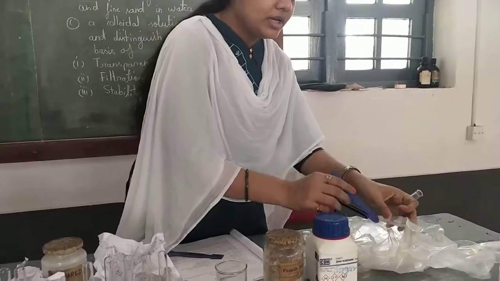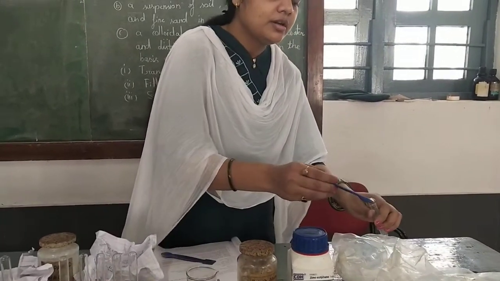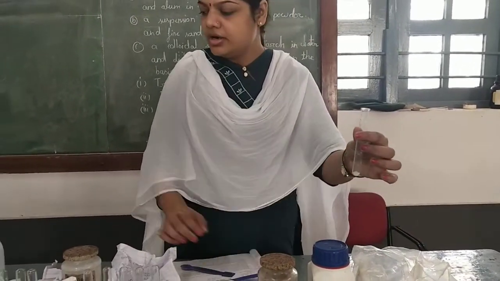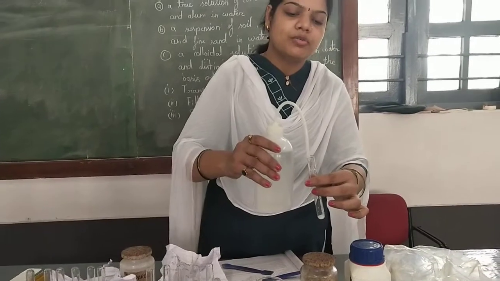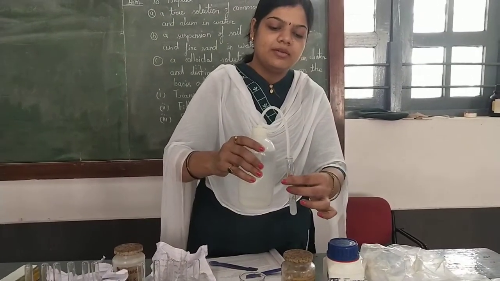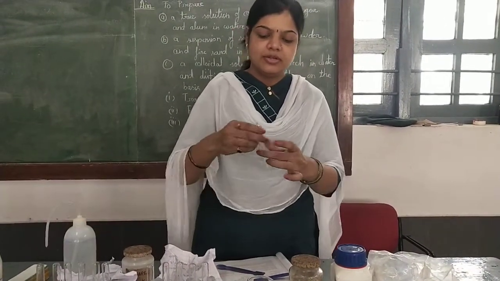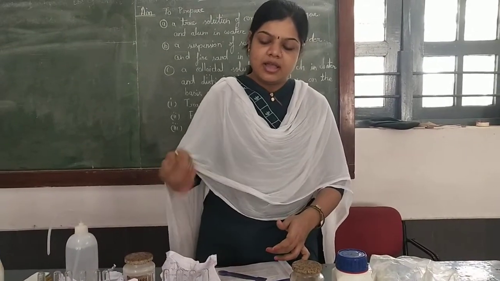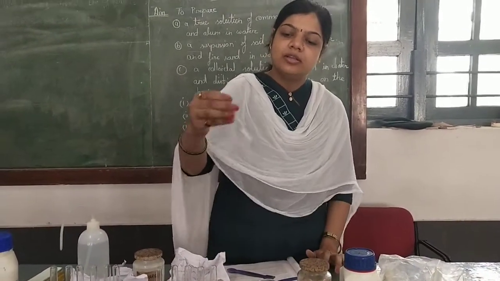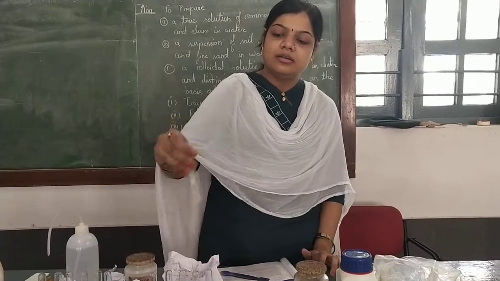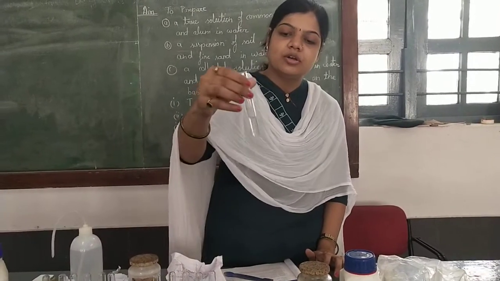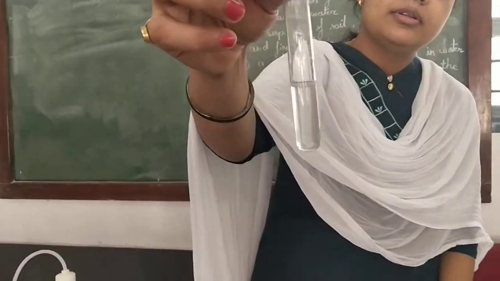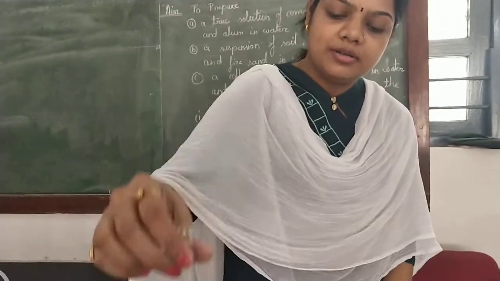So first of all, we'll take some amount of salt in a test tube, a little amount of salt, and we'll add some amount of water on it, and then we shake it vigorously. And you can see that the particles of salt get dissolved on it. Look at here, they are dissolved on it.